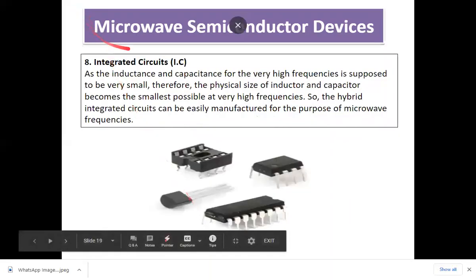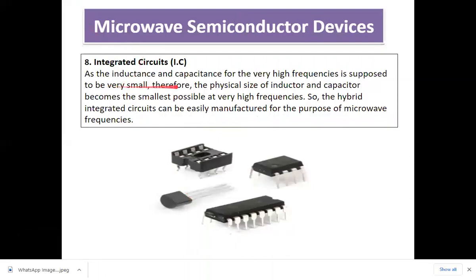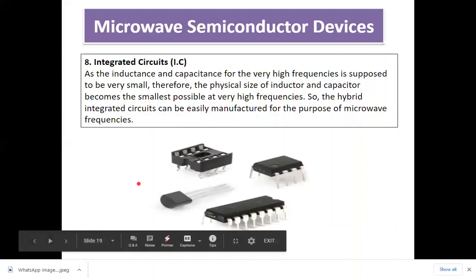Next is integrated circuit. As the inductance and capacitance for the high frequencies is supposed to be very small, therefore the physical size of inductor and capacitor becomes as small as possible at very high frequencies. So the hybrid integrated circuits can be easily manufactured for the purpose of microwave frequency. The diagram shown here is of different types of ICs.